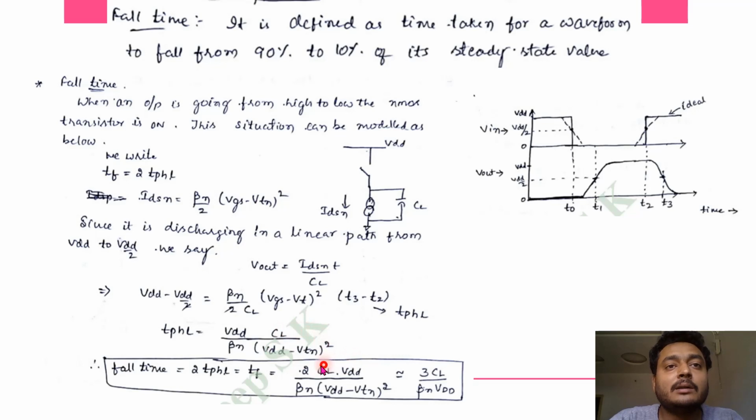In a similar way to what we did for rise time calculations, fall time is equal to 2 times Tp high to low, which becomes 2 times this entire expression. It is approximately equal to 3 times Cl divided by beta n into VDD. Why is it approximated as 3 times? I told you, your Vtn you can replace with 0.2 times VDD. Then you solve that and get approximately this value. So this is about the rise time and fall time of the inverter, and how we calculate them.